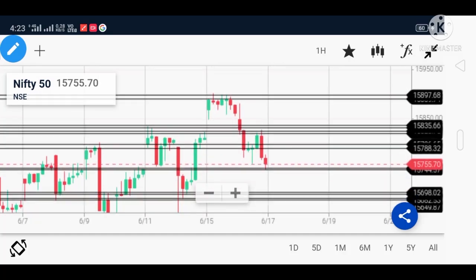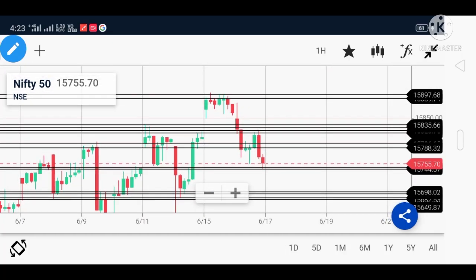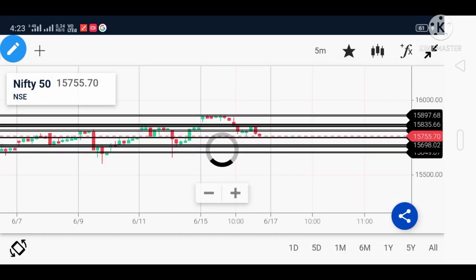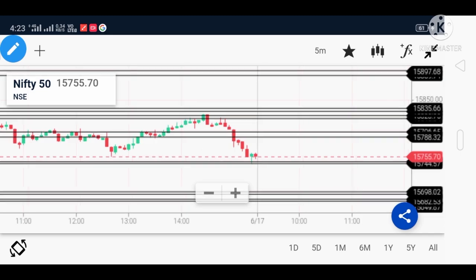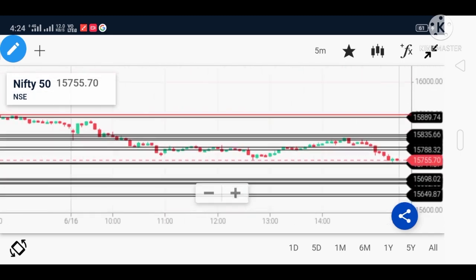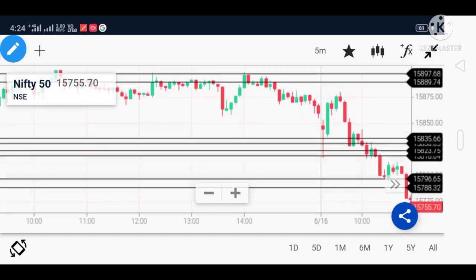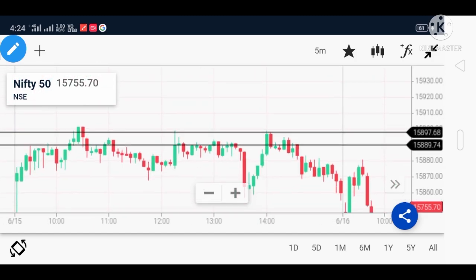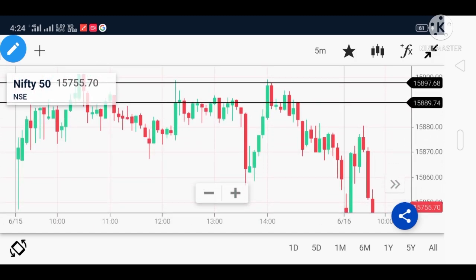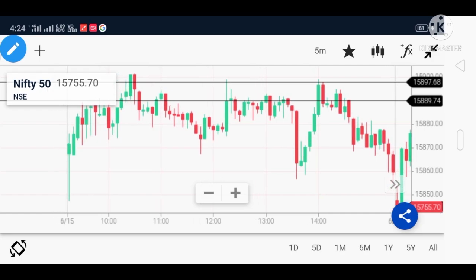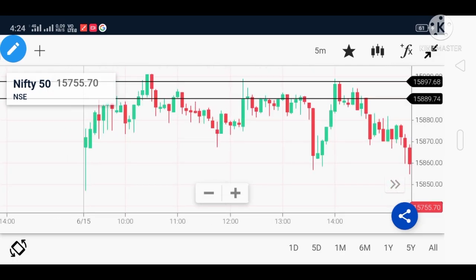Now what we will do, we will go on our 5 minutes chart. See, this is today's closing. Our market hasn't opened yet, right, for 16 June. Now we will draw just like that. We have drawn the levels depending on 16 June, right?